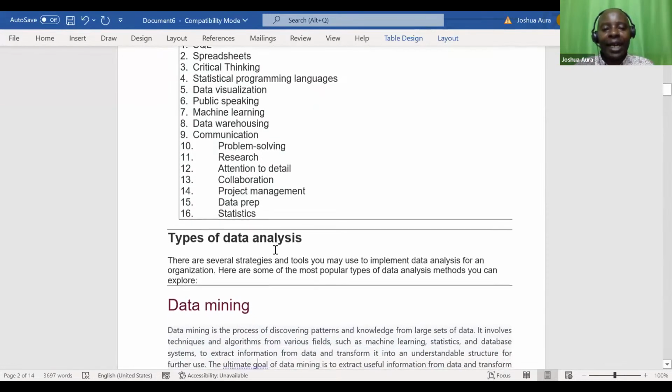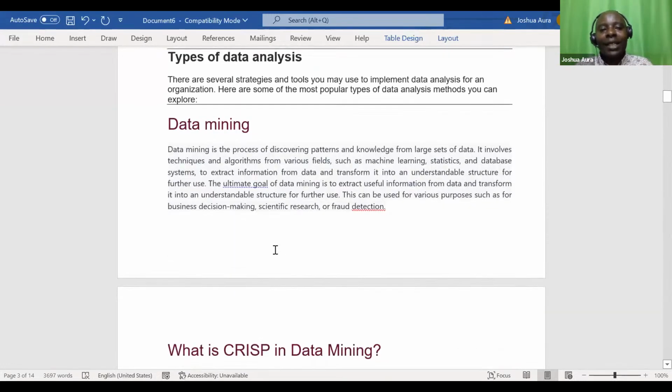Types of data analysis. There are several strategies and tools you may use to implement data analysis for an organization.